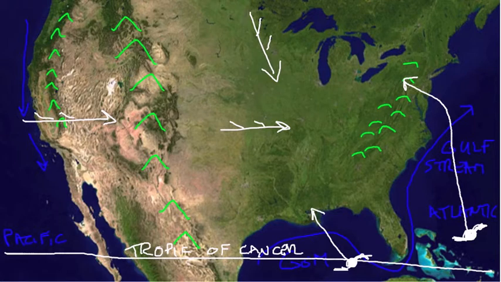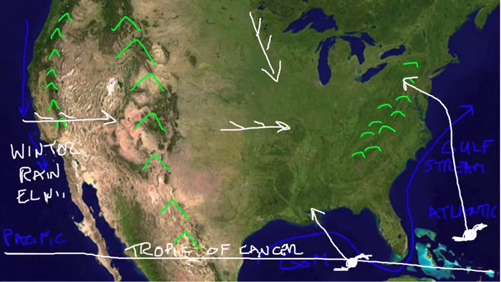There are winter rains. It's a Mediterranean climate over on the west coast, affected by El Niño, La Niña cycle, the ENSO cycle. And the east coast, sort of a year-round rain. There's a North Atlantic Oscillation, which is an interannual variability of rainfall, but not as pronounced as El Niño.